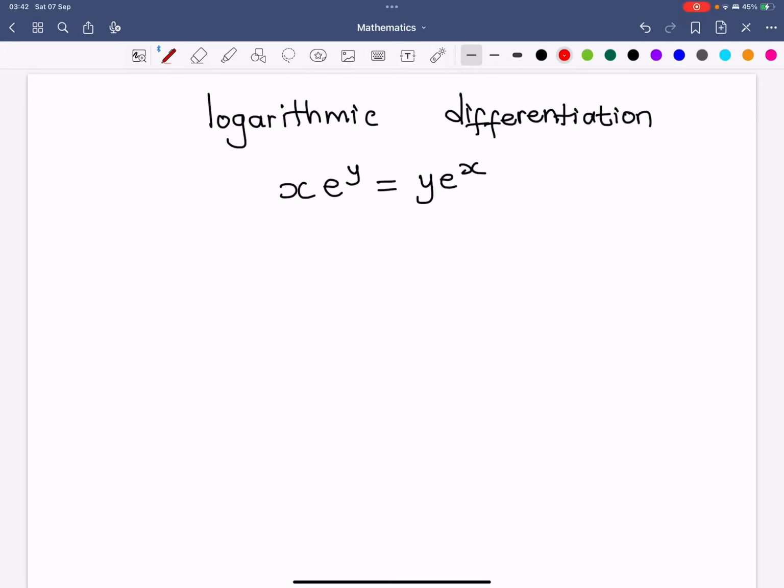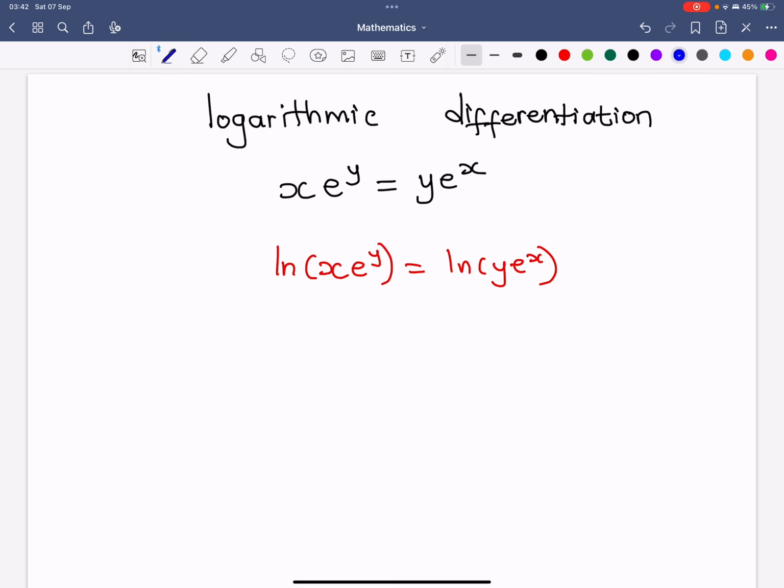In this question, we're going to apply logarithmic differentiation to find dy over dx of this problem. So with logarithmic differentiation, what we need to do first is to apply log rules to simplify this problem further in order for us to be able to easily find its derivative. So we're going to apply ln on both sides. So this is ln of x e to the y equals ln of y e to the x, right?